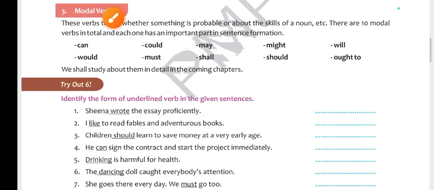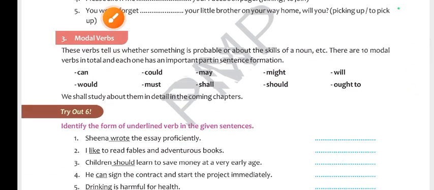Now modal verbs. These verbs tell us whether something is probable or about the skills of a noun, etc. There are 10 modal verbs in total, and each one has an important part in sentence formation, like can, could, may, might. These are modal verbs and we call them modal auxiliaries. They are used to show possibility, permission, suggestions, etc.